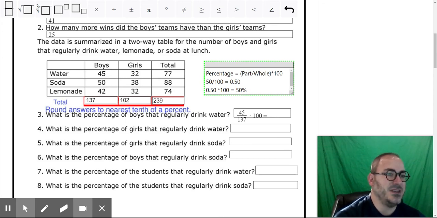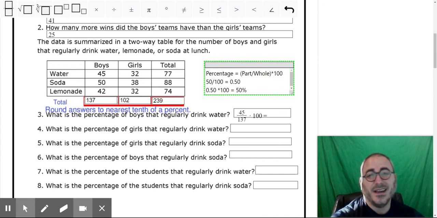Does it tell me to round? Yes, round answers to the nearest tenth of a percent. So I want to round to the nearest tenth, and the tenth place is the unit right behind the decimal point. That 8 is in the tenths place. To do that, I need to look at the hundredths place, which is the next one over. And I see that there's a 4 in the hundredths place.